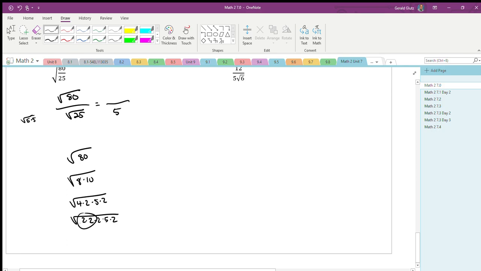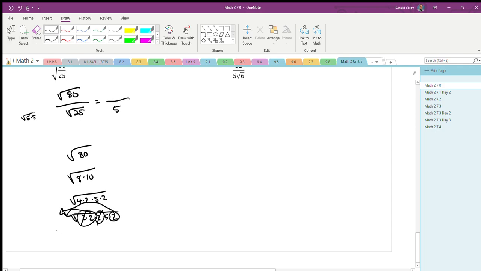So I got a pair of 2's. One goes away, the other one comes out. Another pair of 2's. One goes away, the other one comes out. So two 2's come out. We still had a 5 on the inside. So our answer will be 4 root 5. So that's what's going to go on the top here, 4 root 5.